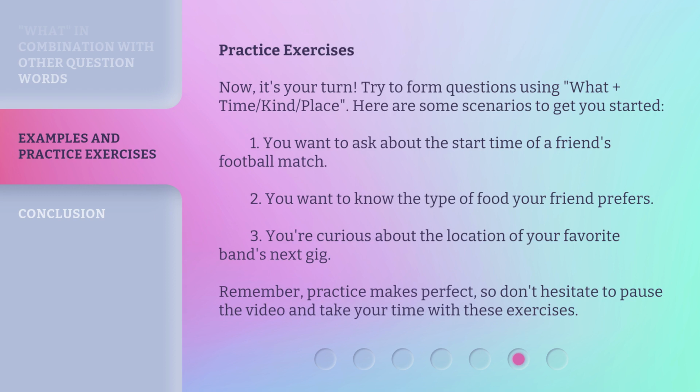Practice exercises. Now, it's your turn. Try to form questions using what plus time, kind, place. Here are some scenarios to get you started. 1. You want to ask about the start time of a friend's football match. 2. You want to know the type of food your friend prefers. 3. You're curious about the location of your favorite band's next gig. Remember, practice makes perfect. So don't hesitate to pause the video and take your time with these exercises.